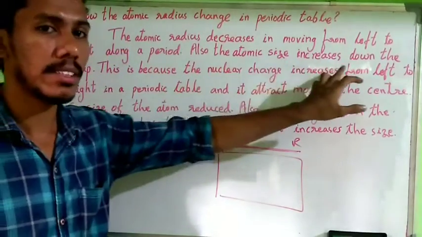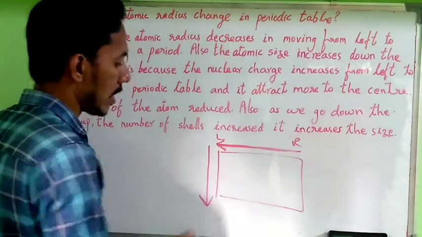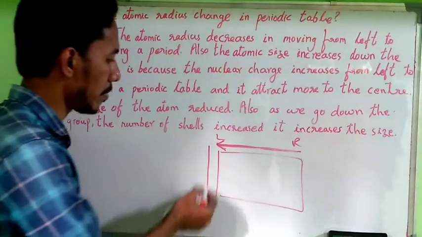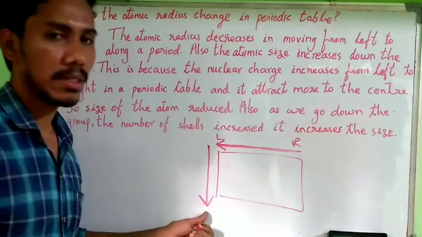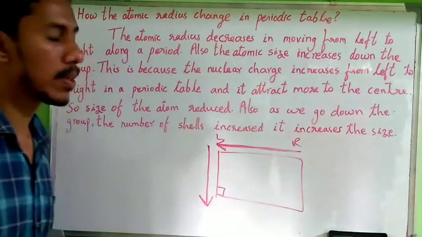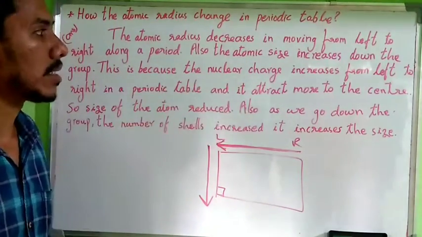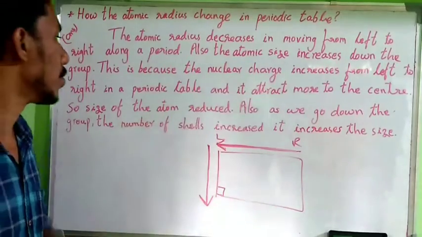Also, the atomic size increases down the group. So the largest atom occupies this side. Okay, then what is the reason? This is because the nuclear charge increases from left to right.